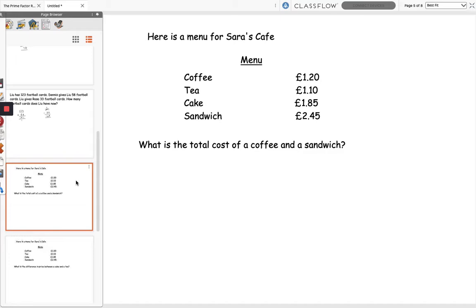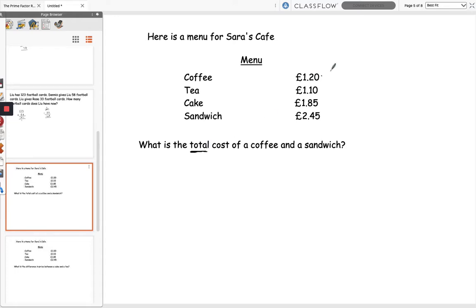Right, now we're going to look at some problems involving money. So here we've got a menu for Sarah's Cafe. And on this menu, coffee costs £1.20, tea costs £1.10, cake costs £1.85 and a sandwich costs £2.45. What is the total cost of a coffee and a sandwich? So we've got a key word here, and our key word here is total. And total tells us that we need to add things together to find out how much they cost altogether, to find out what the total cost is.